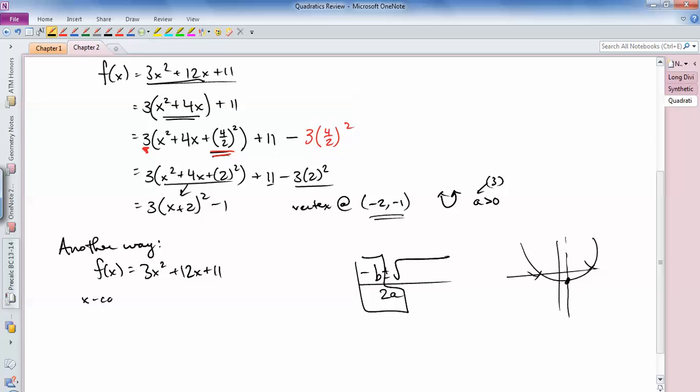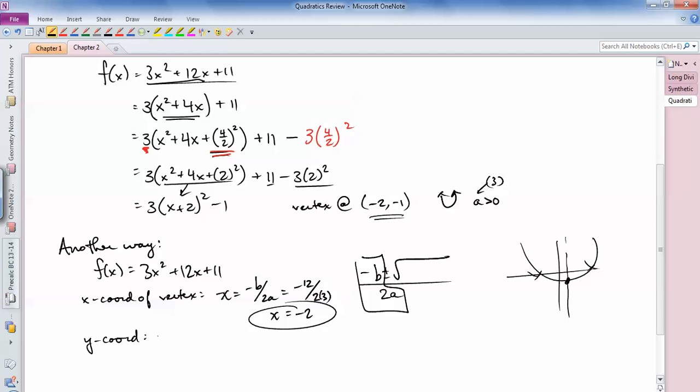So the x-coordinate of my vertex is negative b over 2a. Negative b is negative 12, and 2a is 2 times 3. So my x-coordinate is going to be negative 2. Now I have the x-coordinate. The way to get the y-coordinate is just to plug that back in. So it's f of negative 2, which is 3 times negative 2 squared plus 12 times negative 2 plus 11, which ends up being negative 1. So now I know my vertex is at negative 2, negative 1.